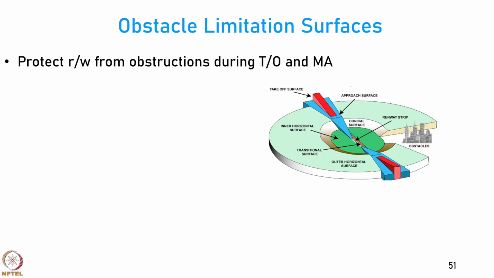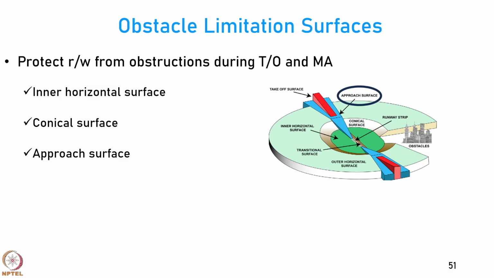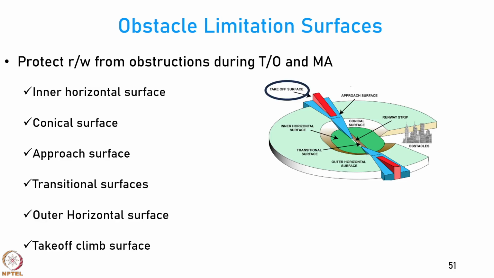As I said, the obstacle limitation surfaces are there to protect the runway from obstructions during takeoff and missed approach. So, you can have, for example, the inner horizontal surface, the conical surface, and the approach surface, which is on both sides in case the aircraft can land from both sides. You have the transitional surfaces, then the outer horizontal surface, and you can have the takeoff climb surface, which again can be at both sides. Let us have a look at each of these surfaces and their geometry one by one.